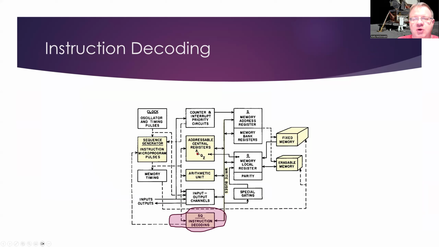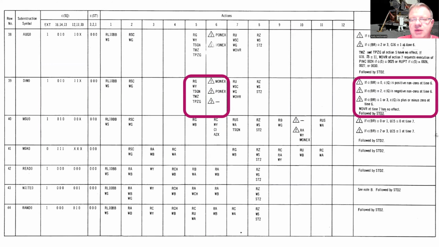We've spent a lot of time going through things like the addressable central registers. We've talked about the memory address register, the G register, the special gating, those left and right shift editing control. And now we're going to start talking a little bit about instruction decoding. Now, before we get into the SQ register, which is the actual sequence register and how we generate those control pulses we've been talking about, I'm going to spend a little bit of time talking about branch control and how that works in the AGC.